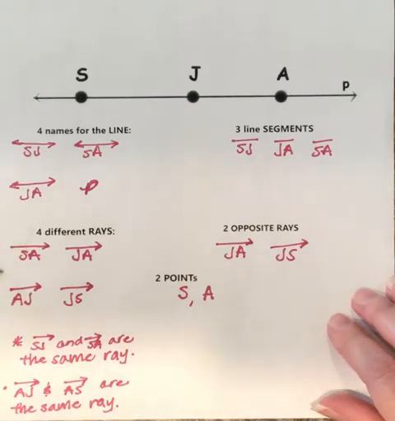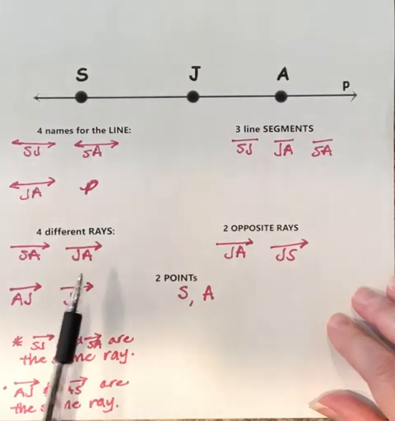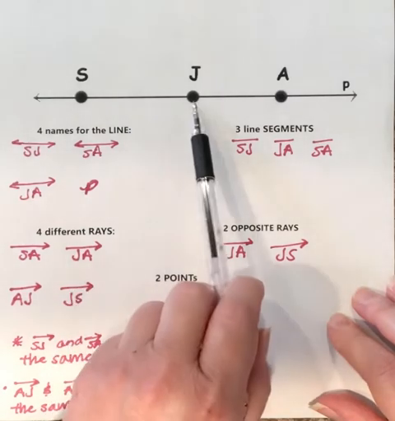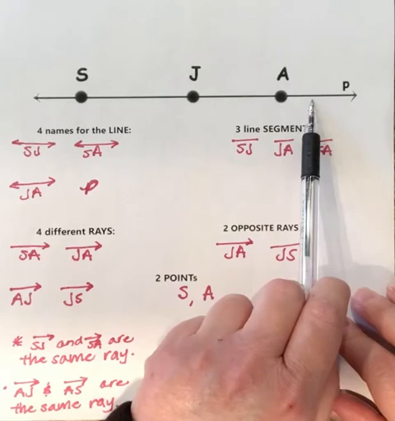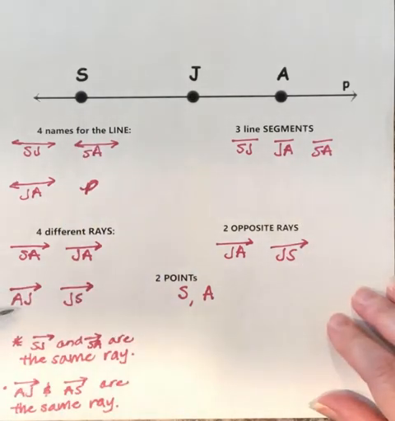With 4 different rays, I have to pay a little bit more close attention because here the order actually does matter. If I'm looking at the end point or the starting point, however my mind processes it better, ray SA tells me it starts here at S and goes in the direction of A. JA starts at J and goes in the direction of A. So they are different rays because they had different endpoints.